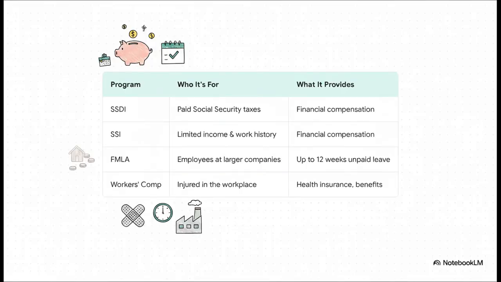You've got Social Security Disability Insurance, or SSDI. That's for folks who've worked and paid their Social Security taxes. Then there's SSI, which is for people with very limited income. You've also got FMLA, which gives you unpaid leave but protects your job, and of course, Workers' Comp, which is only for injuries that happened at work. As you can see, they each serve a totally different purpose.